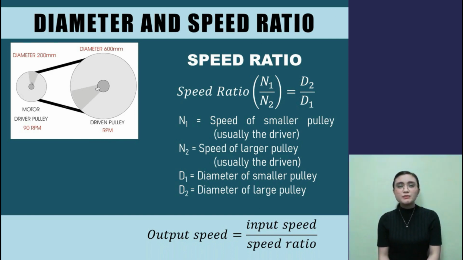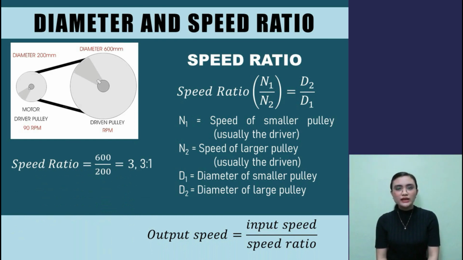For example, in this picture above, we have a driver pulley which has a diameter of 200 millimeters and a driven pulley which is equal to 600 millimeters. So 600 divided by 200 is 3. We can say that the ratio is 3:1. The driver pulley revolves 3 times while the driven pulley revolves once.